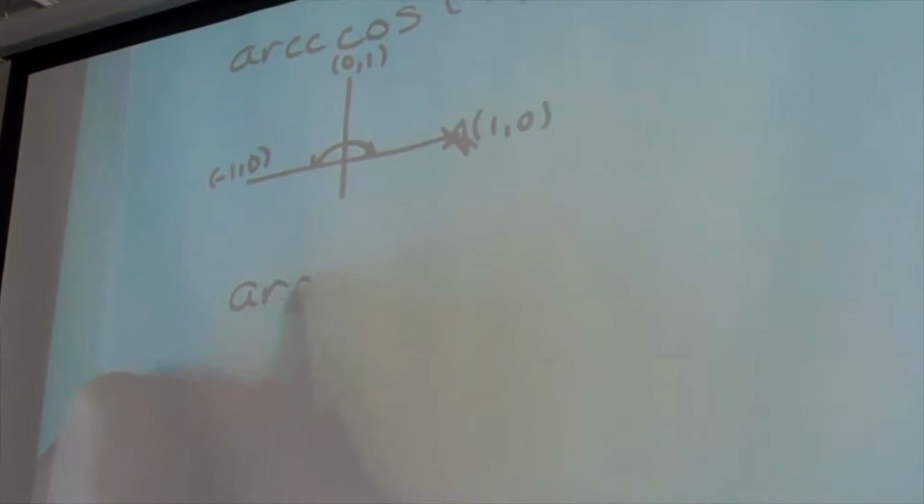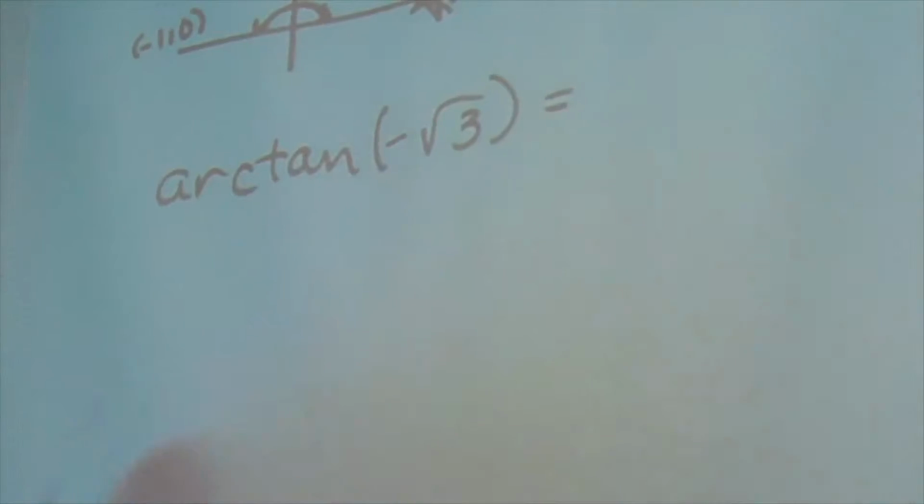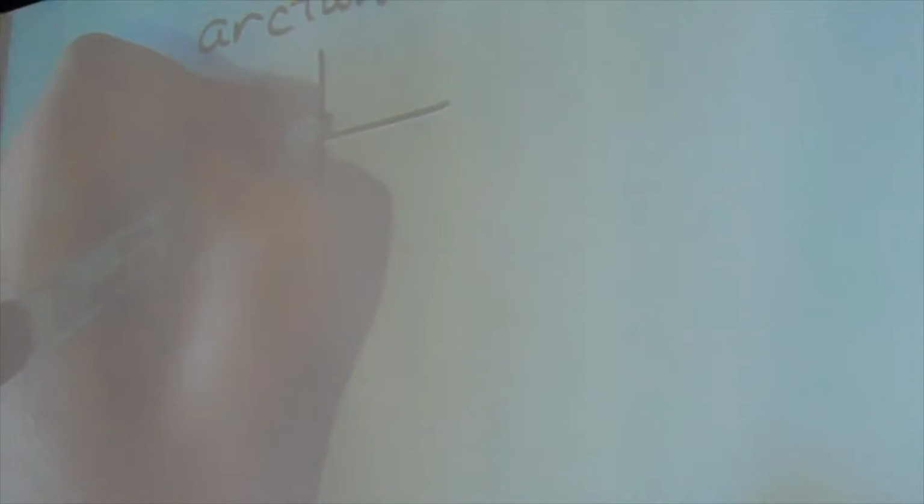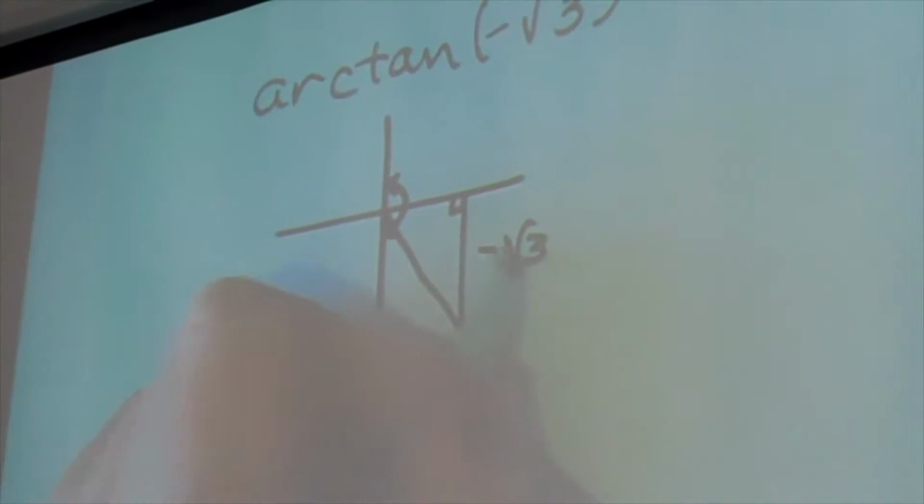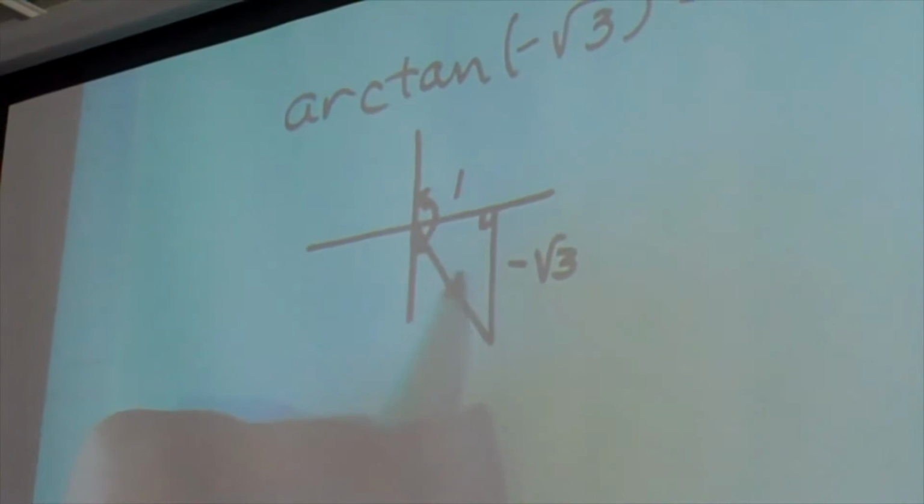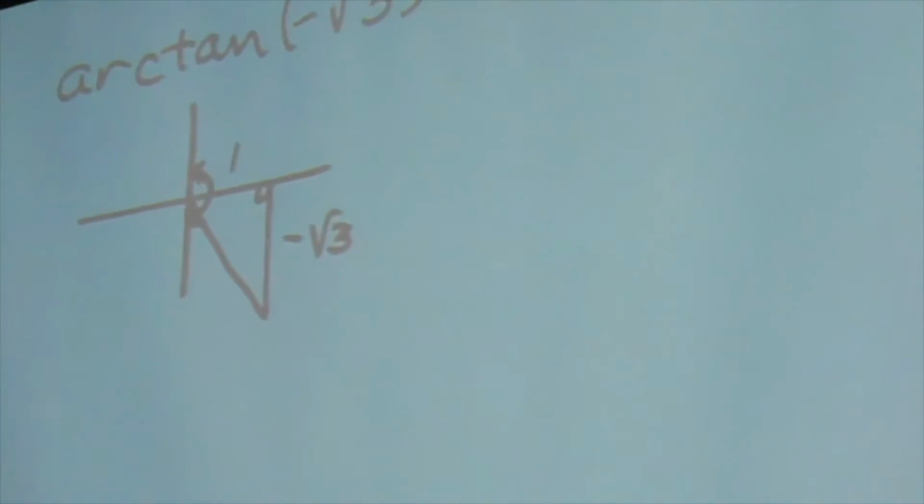Okay, how about this one? Arc tangent of negative root 3. Find the arc tangent of negative root 3. First and fourth, okay. We're going to choose number 4 because it's a negative tangent value, so that would be negative root 3 over 1, which means the 60-degree angle, so that is negative pi thirds.